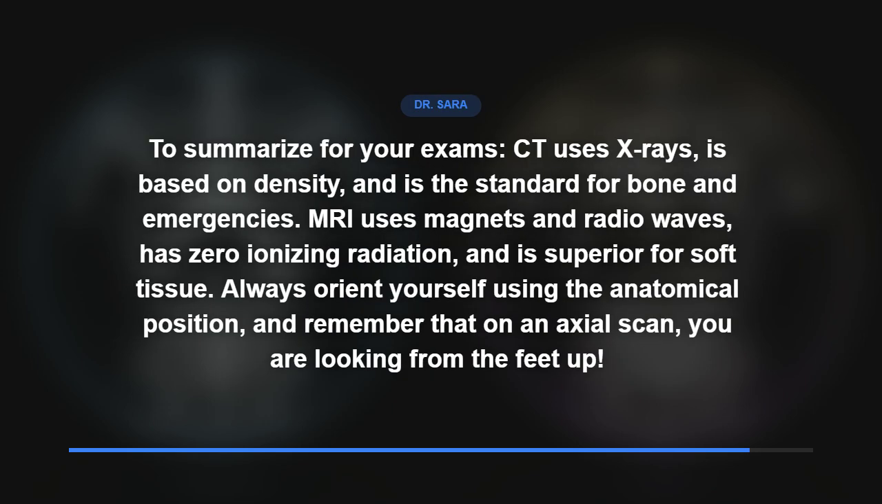To summarize for your exams, CT uses X-rays, is based on density, and is the standard for bone in emergencies. MRI uses magnets and radio waves, has zero ionizing radiation, and is superior for soft tissue. Always orient yourself using the anatomical position, and remember that on an axial scan, you are looking from the feet up. Couldn't have said it better.